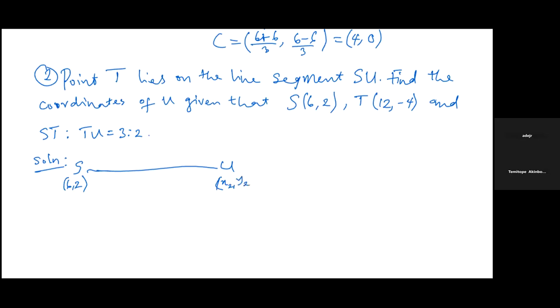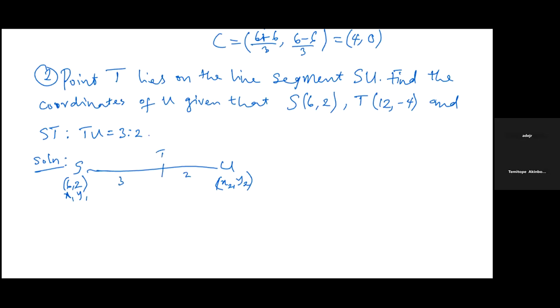Understood? So that of S is going to be X1, Y1. Now, we are also told that the ratio of ST to TU is 3 to 2, meaning that T is closer to U because it's divided in ratio 3 to 2. So 3 here, 2 here. And what does that mean? It means that M is 3, N is 2.